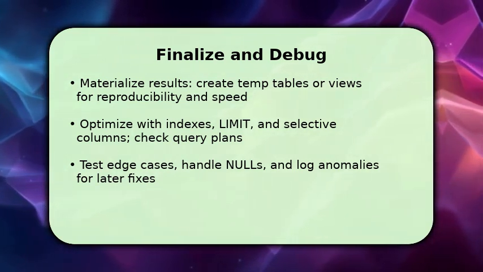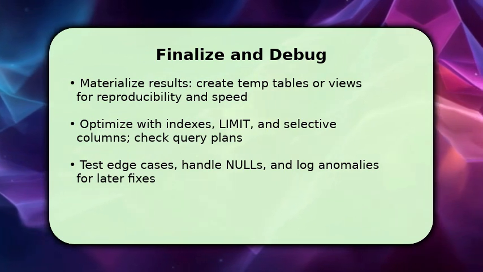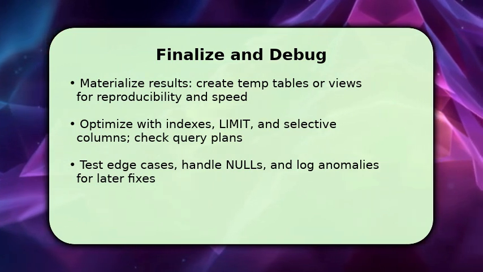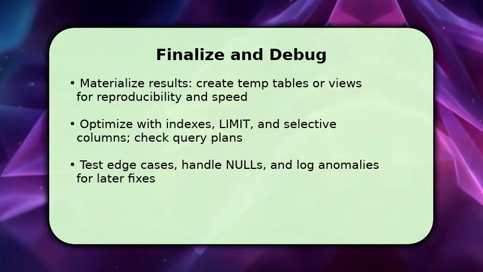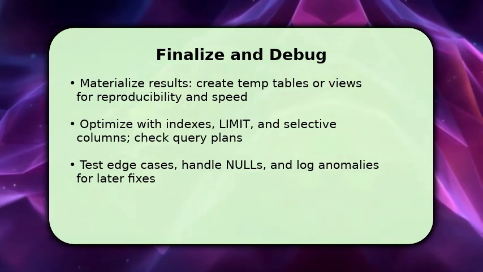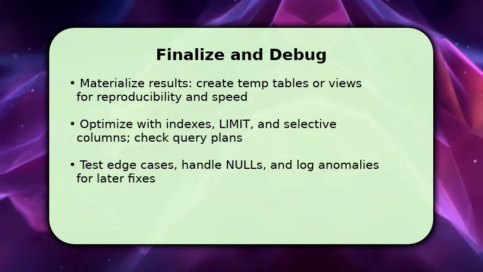Finally, test edge cases and handle null explicitly. If numbers don't match expectations, rerun sample queries and compare join keys. One troubleshooting tip: if results are missing rows, check join types and unmatched keys first. They're the usual culprit.